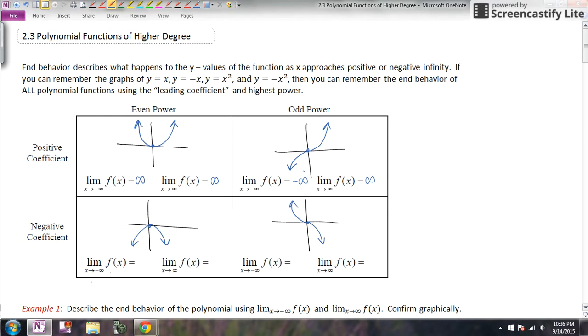Here we've done the bottom ones. As you go left, it goes to negative infinity. As you go right, it goes to negative infinity. And this last guy, as you go left, it goes to infinity. And as you go right, it goes to negative infinity. And that is your end behavior.